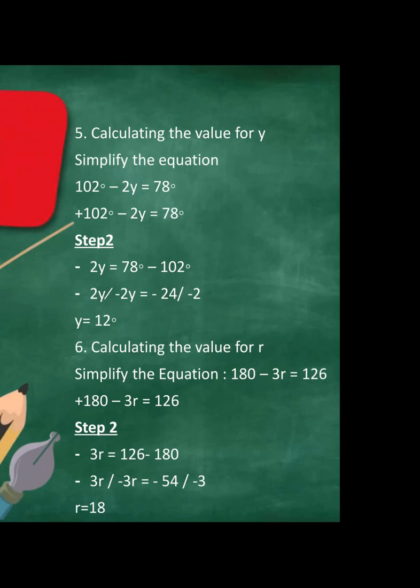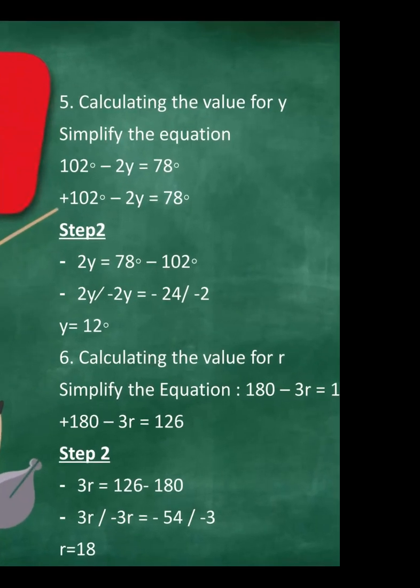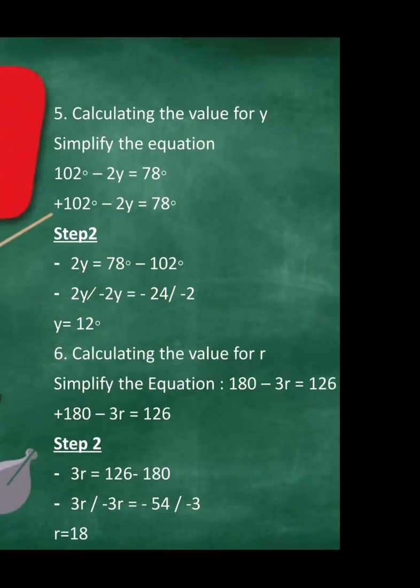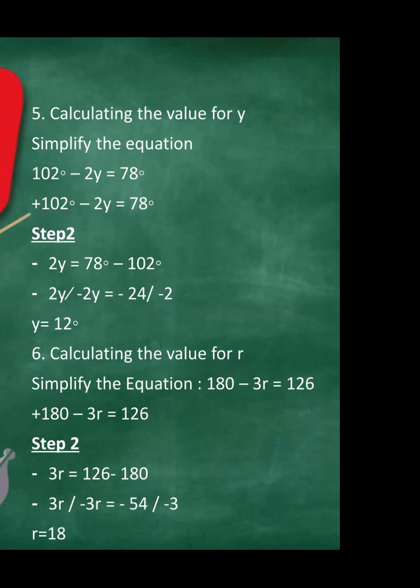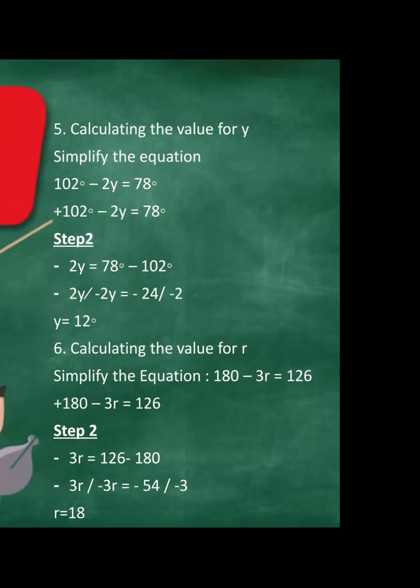Okay, let's do it together here. You saw here number 6, calculate the value for R. And then we are simplifying it. And then after simplifying it, we'll have our positive 180 minus 3R equals 26. And then we'll have our 26 minus 180. And then we'll divide both sides by -3. And then our R will be 18.